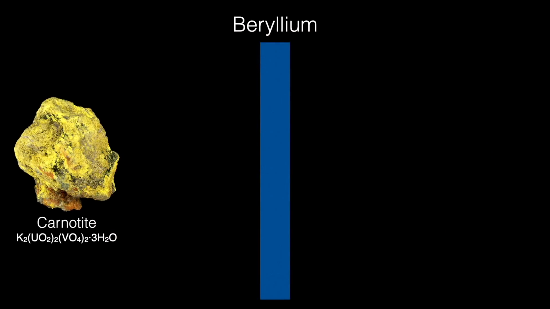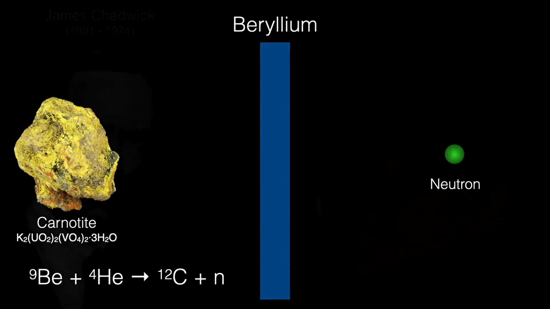Turns out that if you shoot an alpha particle at a sheet of beryllium, neutrons are knocked out. The helium nucleus, the alpha particle, fuses with a beryllium-9 nucleus, creating a carbon-12 nucleus and a neutron. Here, I've used a piece of radioactive uranium ore called carnotite as an example alpha source. In practice, the radioactive alpha source is typically plutonium or americium. This is not an entirely efficient process. You get only 30 neutrons out for every million alphas you send in.